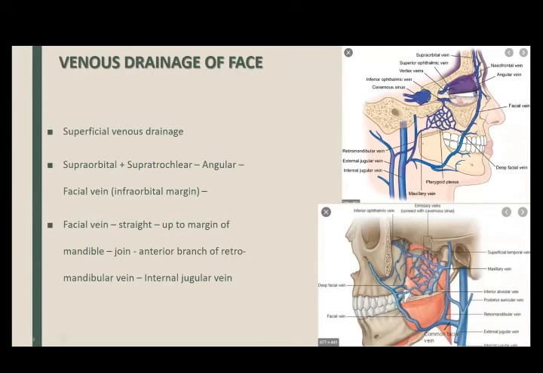Look, dear, the supraorbital laterally and the supratrochlear in the medial part of the forehead. These two are the veins of the forehead. They accompany the supraorbital and supratrochlear arteries. Plus, they also accompany the supraorbital and supratrochlear nerves. So the supraorbital and supratrochlear veins join together to form the angular vein. Sorry, not arteries, we are talking about veins. These two veins join together to form this vein, which is the angular vein.